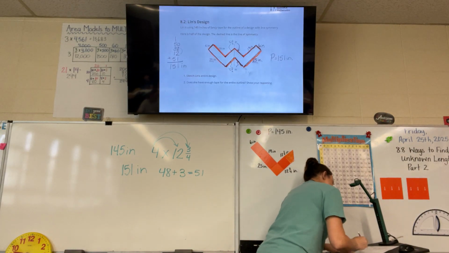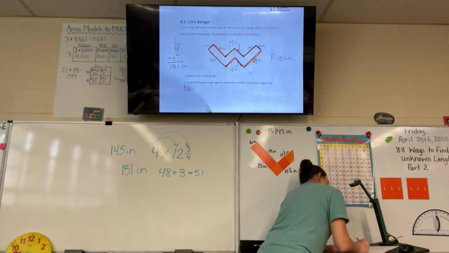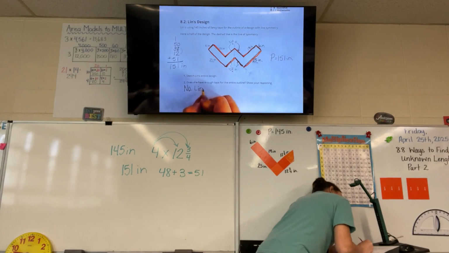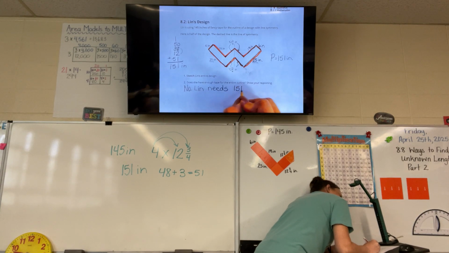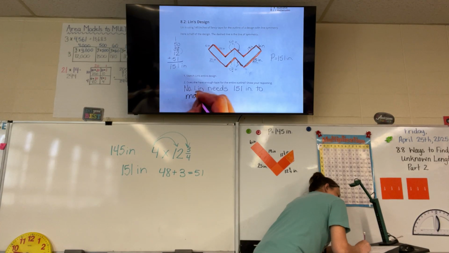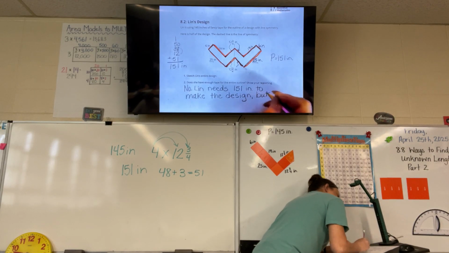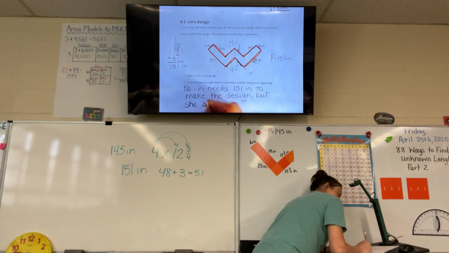So here's what we're going to write down. Does she have enough? No. Lynn needs 151 inches to make the design. But she only has 145 inches.